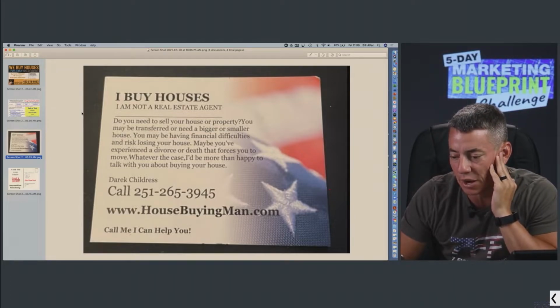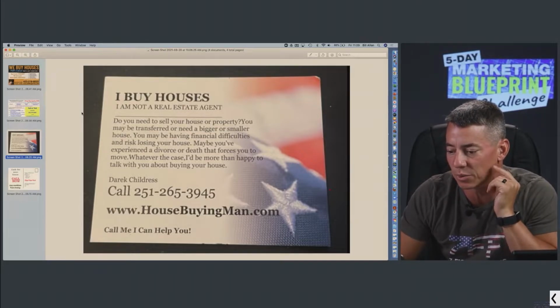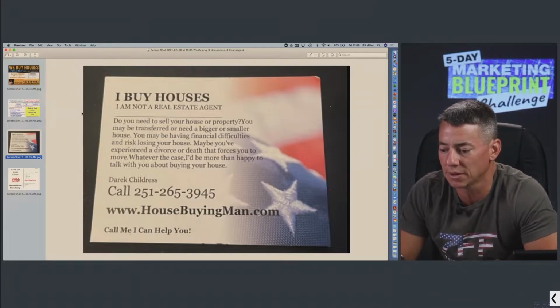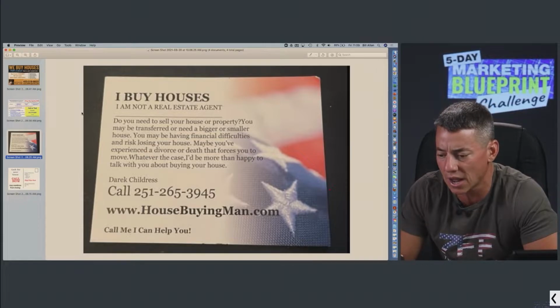And then there's a paragraph that reads, do you need to sell your house or property? You may be transferred or need a bigger or smaller house. You may be having financial difficulties and risk losing your house. Maybe you've experienced a divorce or death that forces you to move. Whatever the case, I'd be more than happy to talk with you about buying your house. And then name, phone number, website, and then call me.